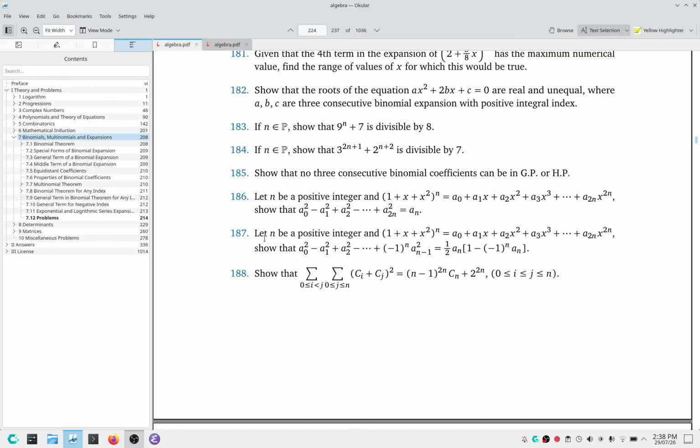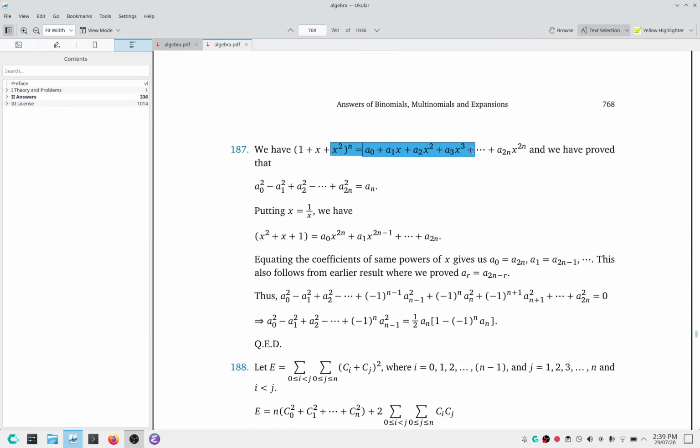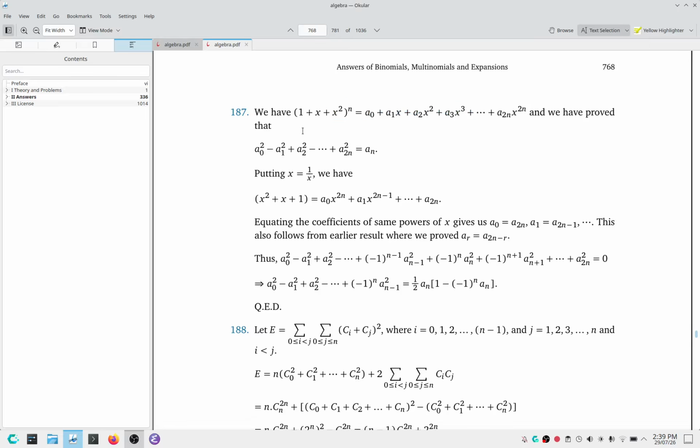Question 187 says that let n be a positive integer and (1 plus x plus x squared) to the power n is equal to the same expression as the previous problem. So that a0 squared minus a1 squared plus a2 squared up to minus 1 to the power n minus 1 an minus 1 squared is equal to half an times 1 minus (minus 1) to the power n. So we have this expression given. We have proven in the previous problem that this is an.